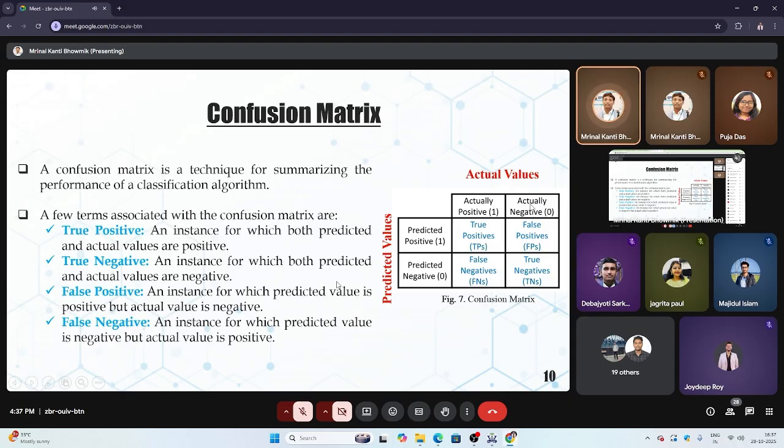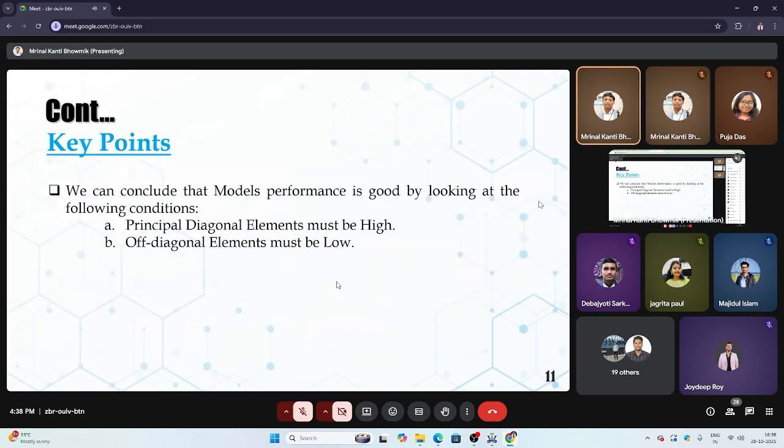Suppose it is actually negative, meaning it is a normal class, but the machine is predicting it as a cancer class, so it will be a false positive. And suppose it is a cancer class and the machine is detecting it as non-cancerous, then it is a false negative. And vice versa, if it is a negative class, that is normal, and the machine is also predicting it as normal, then we call it a true negative. So the basic target is to make the principal diagonal elements high and the off-diagonal elements always low, to represent the model as a good performing model.